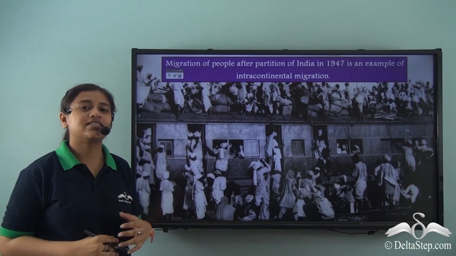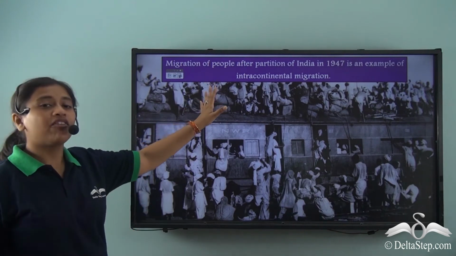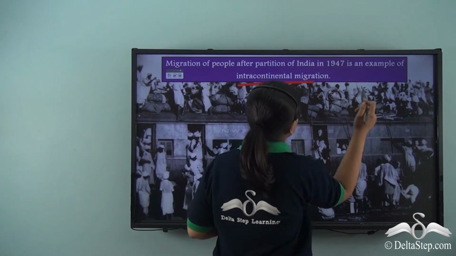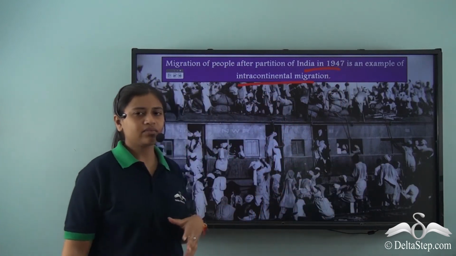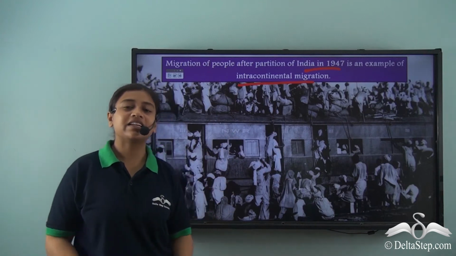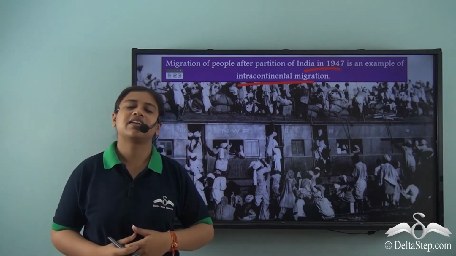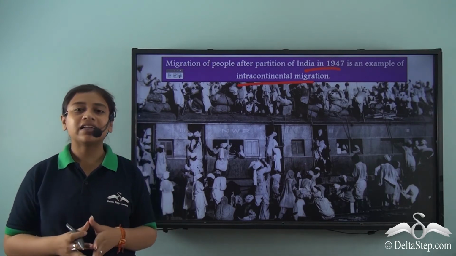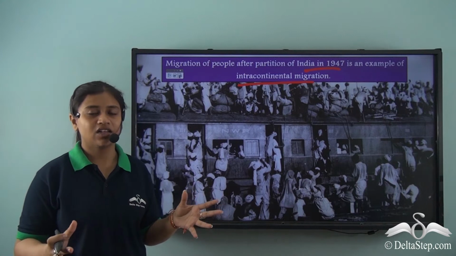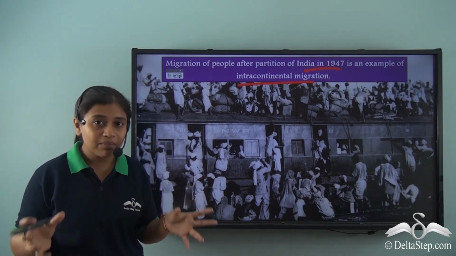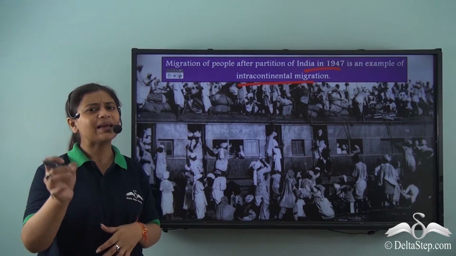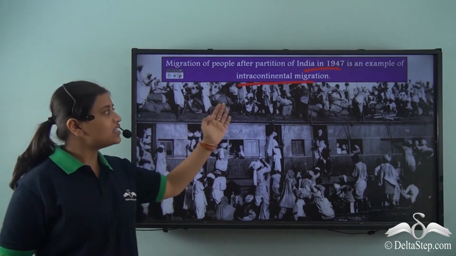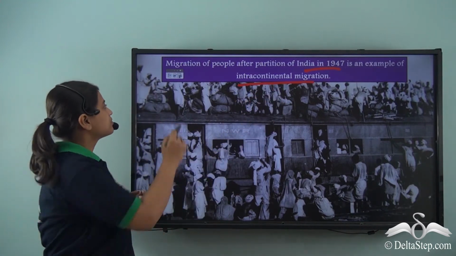Now here is another example. Migration of people after partition of India in 1947 is an example of intracontinental migration. Why? This is because people in huge numbers, maybe in millions, migrated between India and Pakistan. So these two countries are separate countries, but they are of the same continent, that is Asia. So this here is an example of intracontinental migration.